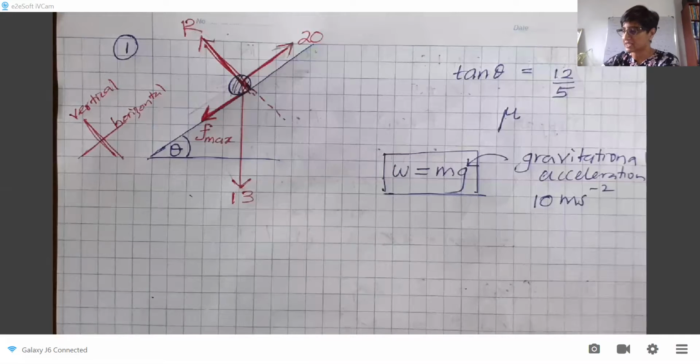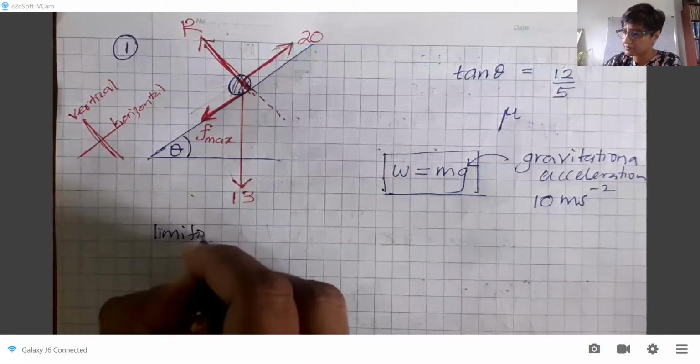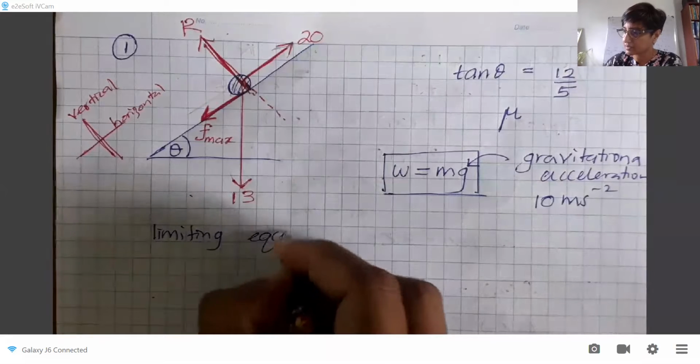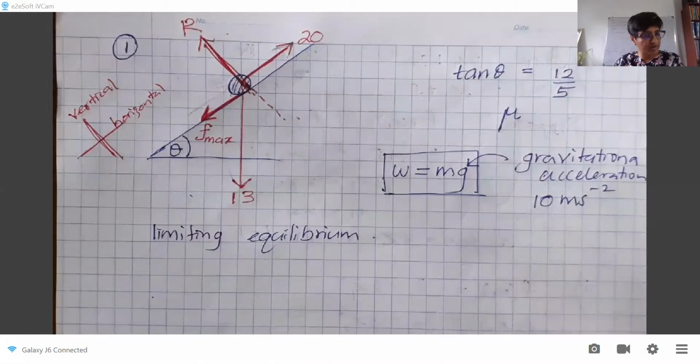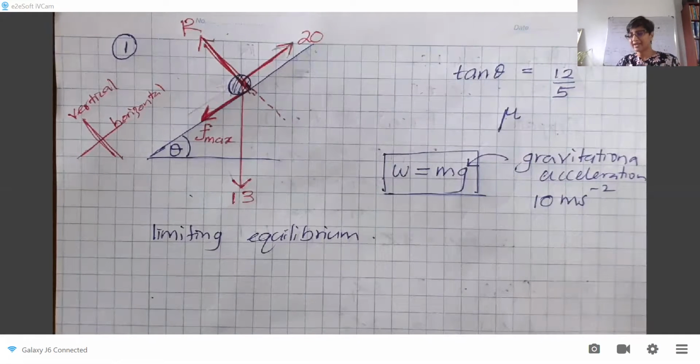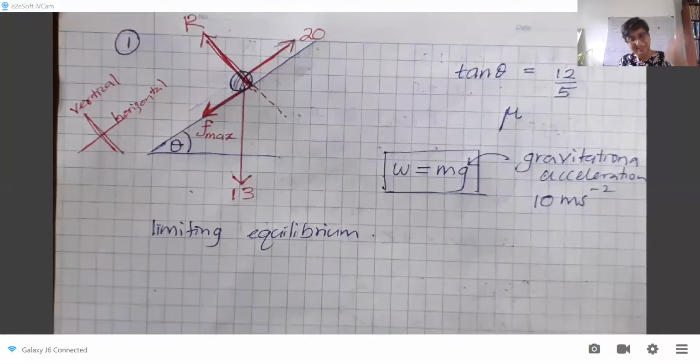Now we know it is in limiting equilibrium. Let me write limiting equilibrium. It's in limiting equilibrium. Now, what am I supposed to find? I want to find what mu is. Whatever it is that I want to find, the only thing I can apply here is, now the particle is in equilibrium. This is the beauty of these questions. I don't have 100 options to choose from. I have only one thing to do anyway.